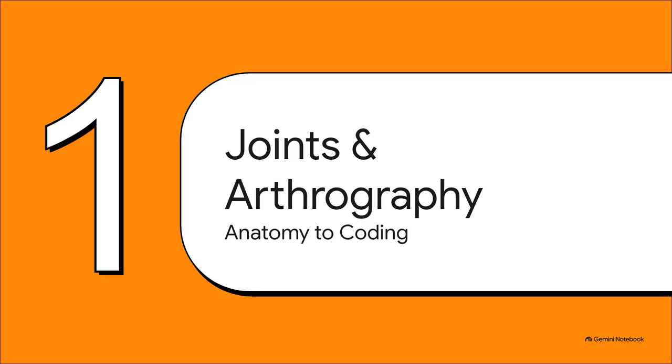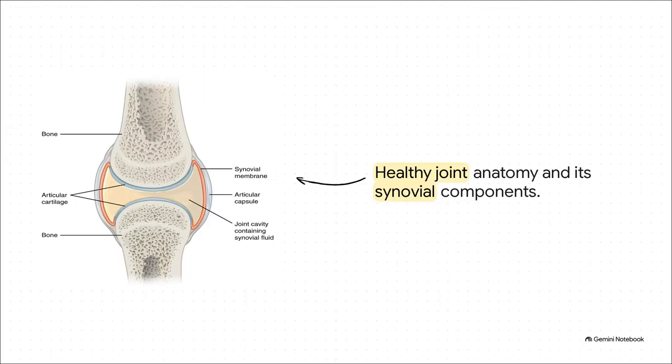All right, Section 1, joint basics and arthrography. Let's start by bridging the gap between clinical anatomy and coding. Whenever a provider actually orders imaging, they're trying to evaluate the very specific structures of a healthy joint. Just think about it. You've got the articular cartilage that cushions the bone ends, the articular capsule wrapping the whole joint up tight, and that joint cavity holding the synovial fluid. Radiologists are constantly looking at these specific synovial components to spot any degeneration, tearing, or inflammation. It's kind of like looking under the hood of a car to find the exact part that's wearing down.